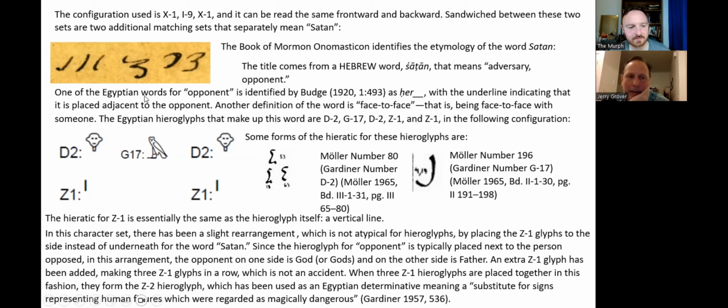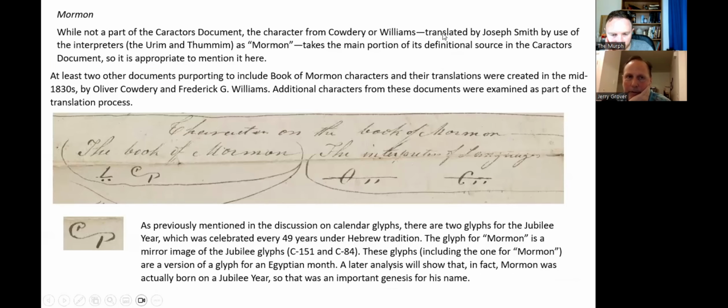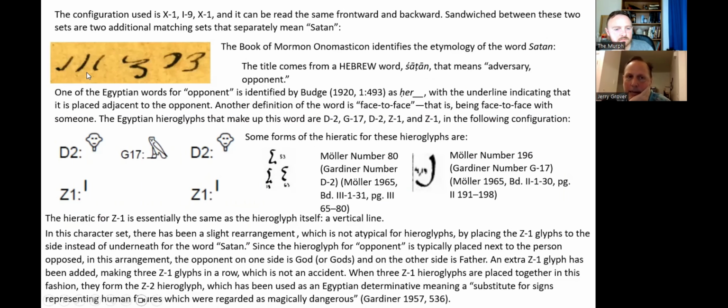And actually when these three Z1s are shown in this fashion, it's not an accident, because they're placed together in the form that they call Z2, because it's got two different dashes. It's a substitute for signs representing human figures which are regarded as magically dangerous. So that's actually part of Satan's name, the magically dangerous opposer of God the Father. It's quite fitting.